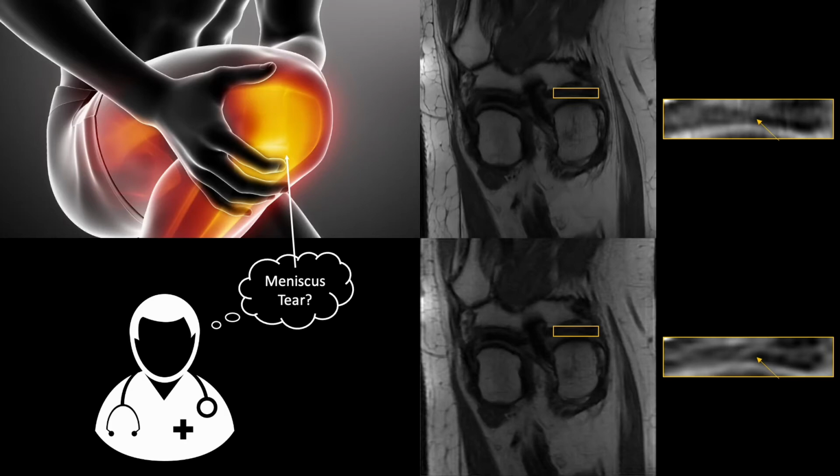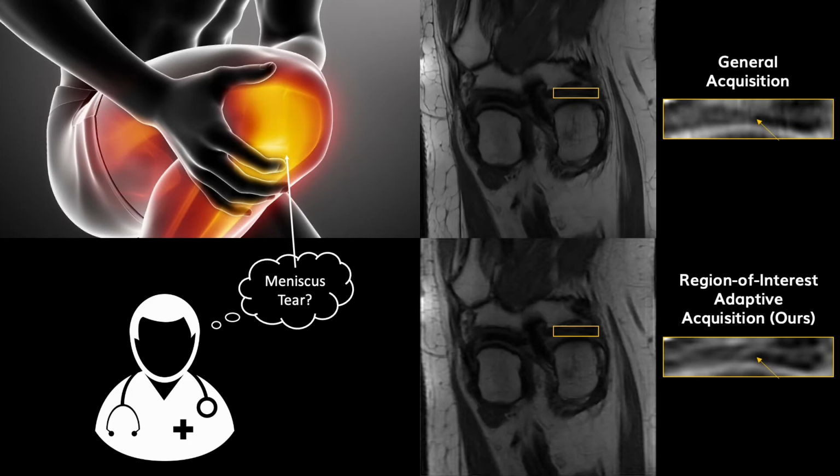In a real-world scenario, MRI is often acquired to image a specific region of interest, or ROI. However, most existing MRI acquisition algorithms aim to recover the best full image. In this example, the top image is obtained with a general acquisition for full image reconstruction, while the bottom one is given by our region of interest adaptive acquisition. This comparison demonstrates that the optimal acquisition for full image reconstruction could be suboptimal if only some local anatomy is relevant.